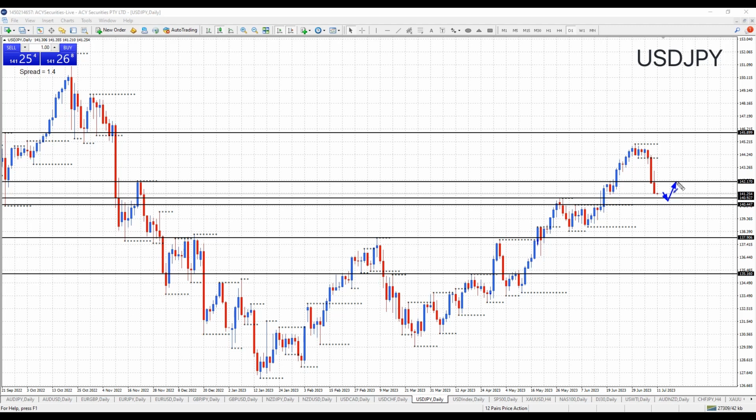So does this area offer support in the short term for a rally back up to test 142.17, that's monthly now resistance, and 142.24 daily resistance? Do we then form a lower top for potentially a further decline?